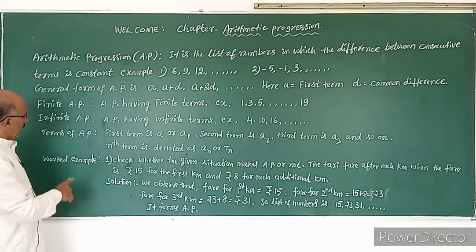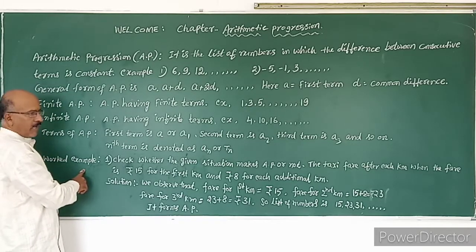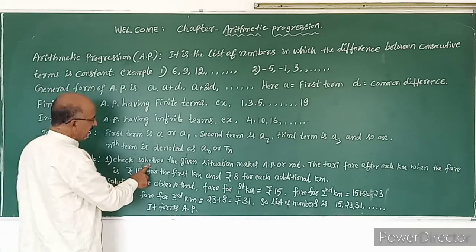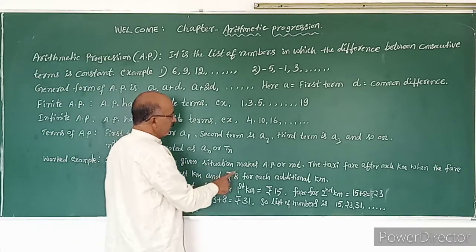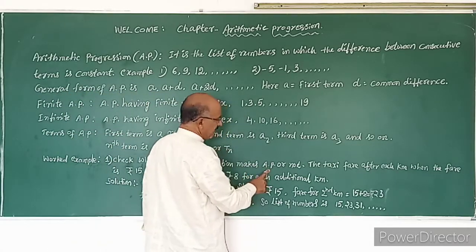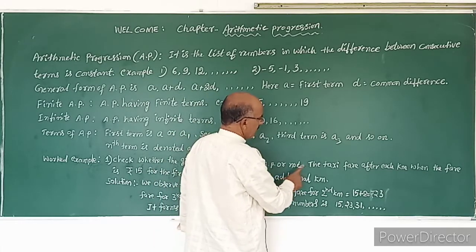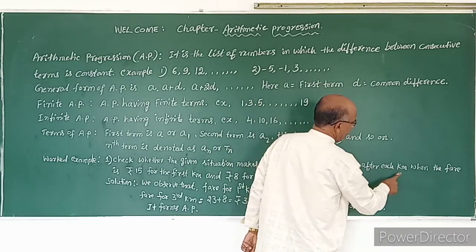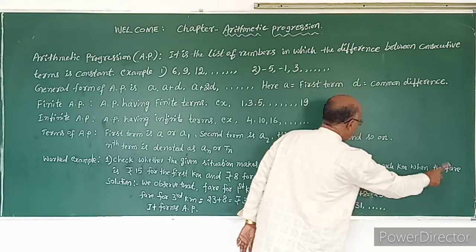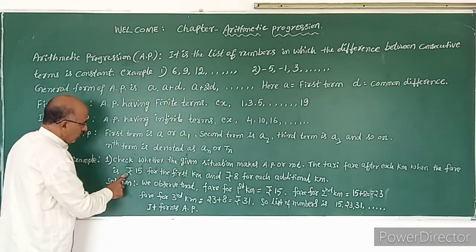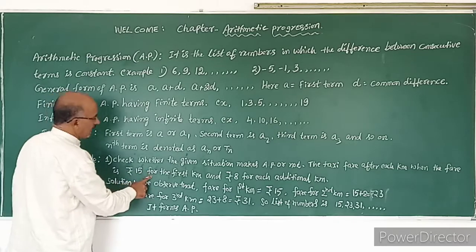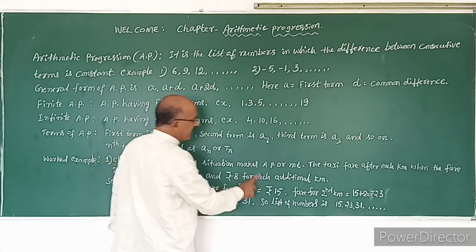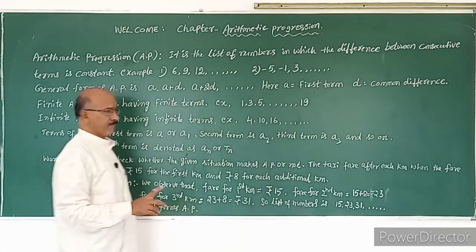Now let us consider one worked example about arithmetic progression. Check whether the given situation makes an arithmetic progression or not. The situation is the taxi fare after each kilometer when the fare is ₹15 for the first kilometer and ₹8 for each additional kilometer.